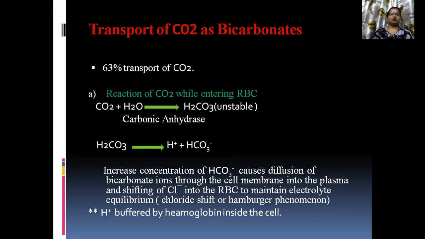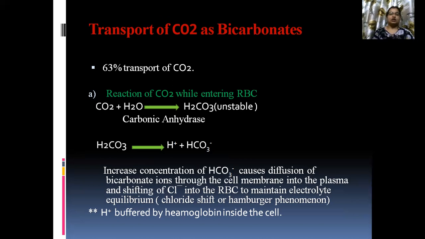Next is transport of carbon dioxide as bicarbonate. 63% of CO2 is transported via this method. It is divided into two parts. First, the reaction of CO2 while entering the RBC.